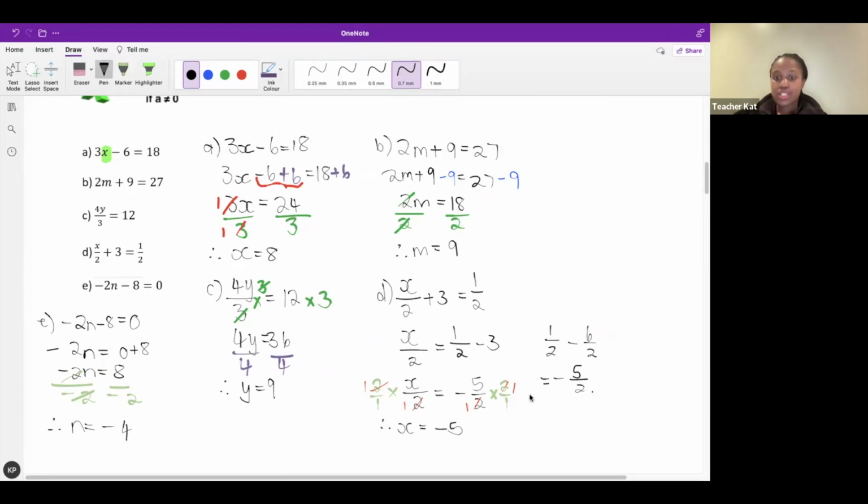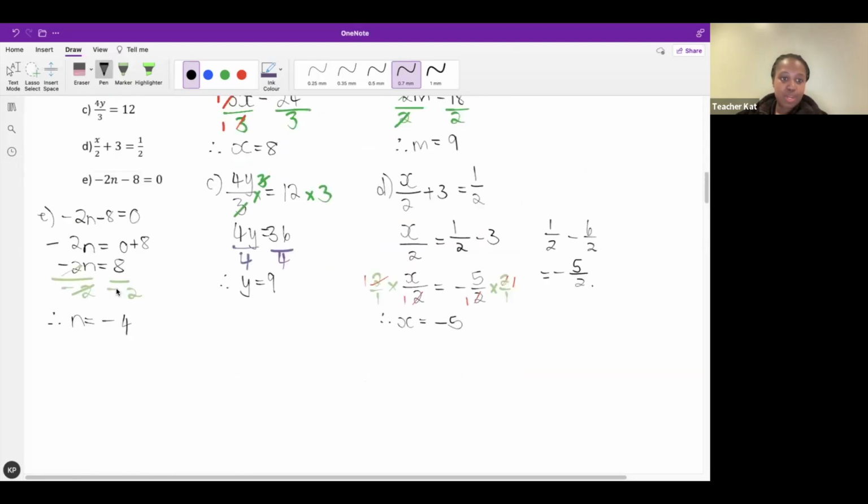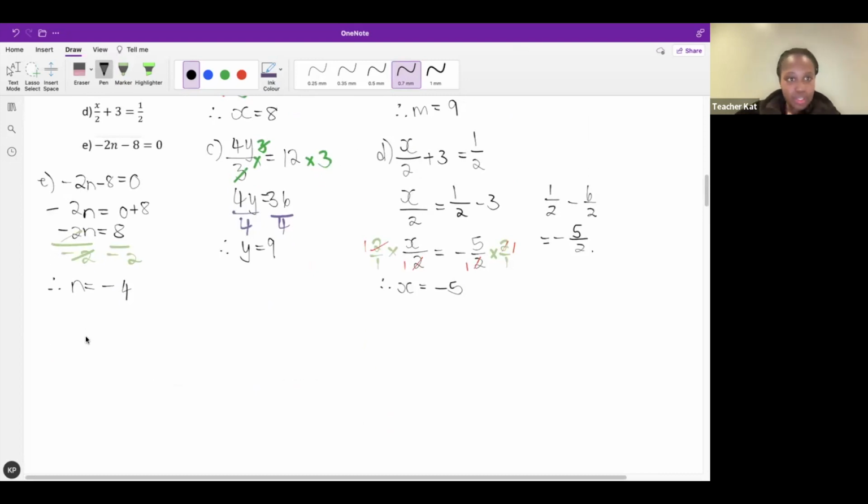Another example similar to D. Let's see, similar to D. All right, now I'm not sure if there is one here. No, there isn't. Okay, I'm going to make one similar to D and spice it up a little bit. 4x over 3 plus 2 is equal to 9. Random numbers, but we can solve it anyway.